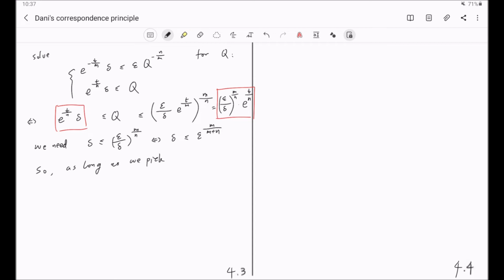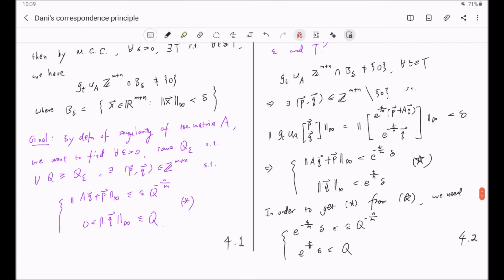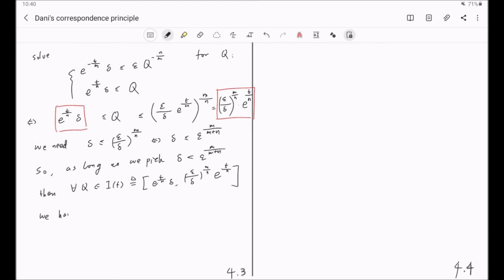So, as long as we pick delta to be less than epsilon raised to power m over m plus n, as long as we make this pick, then for any q in the interval I of t defined to be this interval, we have that the asterisk holds for some p, q in Z^(m+n). This is by our computations above.